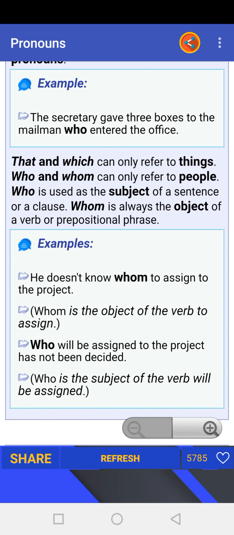That and which can only refer to things. Who and whom can only refer to people. Who is used as the subject of a sentence or a clause. Whom is always the object of a verb or prepositional phrase. So here is the difference between who and whom. Who is used as the subject of a sentence, so we will find it at the beginning of the sentence. Whom we can find at the beginning or in the middle of the sentence, but it is the object of a verb or a preposition.